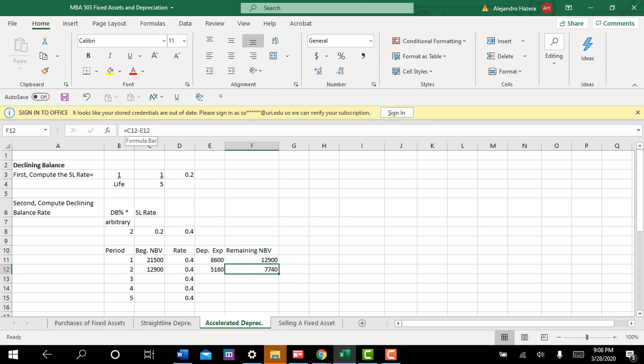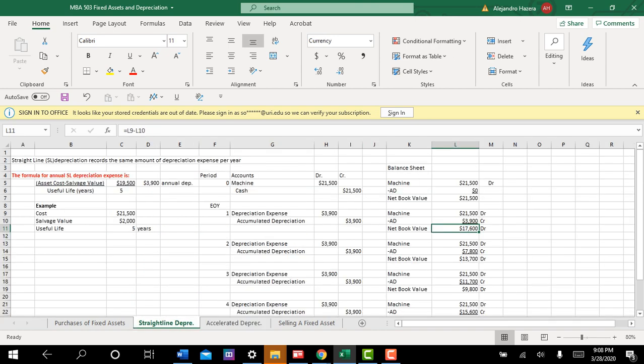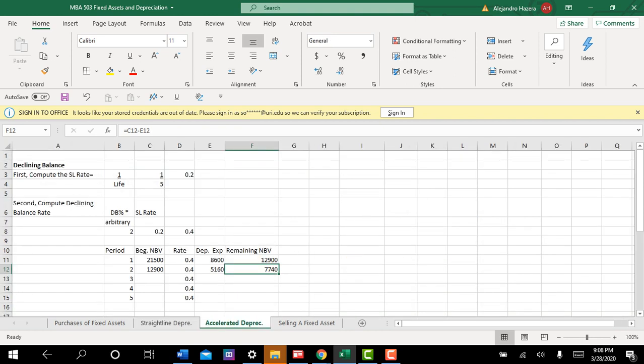And if you compare that to your second year net book value for straight line, this is really accelerated depreciation. Your net book value for accelerated depreciation is sinking really fast. So it goes down a lot faster. Okay, and this would be for assets which you believe will produce a lot more in their earlier years.